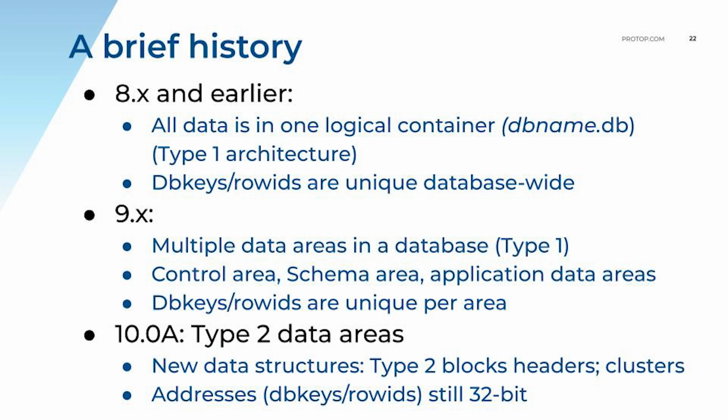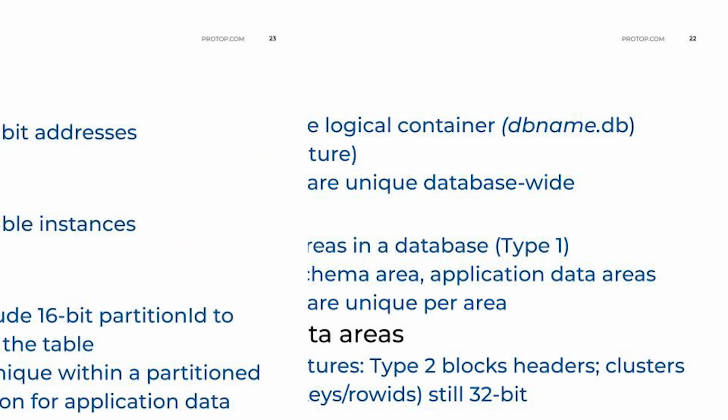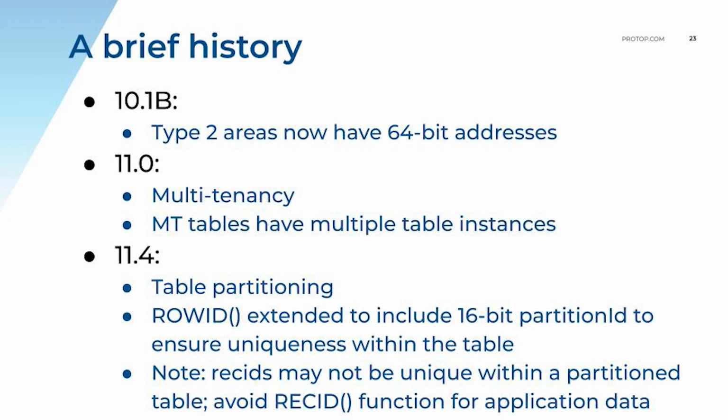Okay, a little bit of history of how storage has evolved. So in V8 and earlier, we just had all of the data in one data container, the DB file. This was type 1 architecture, 32-bit addresses, and those addresses were unique globally across the database because the database was just essentially one file. V9 introduced storage areas, so we could have a schema area and you could have application areas as well. So this changed the paradigm in that now addresses are unique to the area, not the database. And then in V10, we got type 2 areas, not fully implemented, as I said. They still have 32-bit addresses, but we do have some new structures. We have larger block headers. We have table-specific record blocks. We have object-specific clusters. And then they become fully 64-bit in 10.1b.